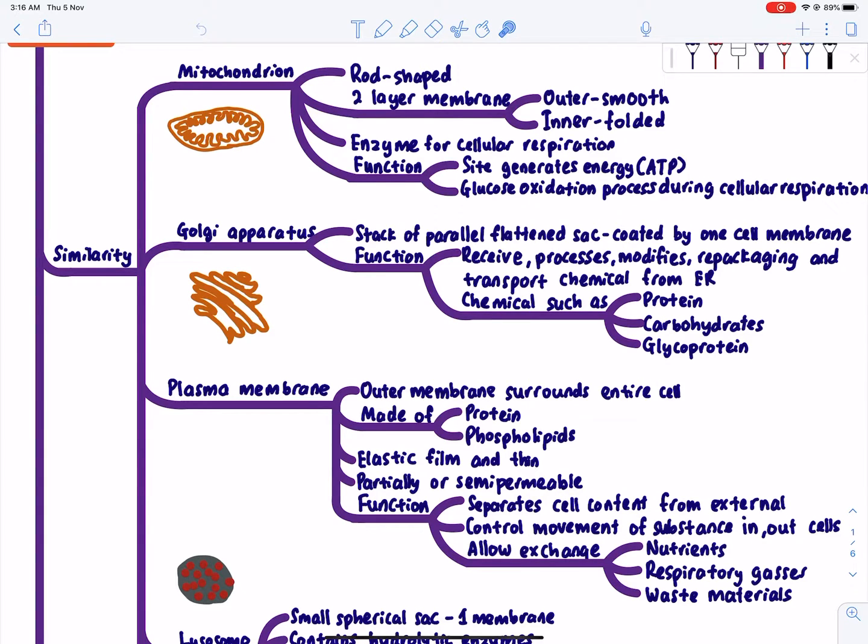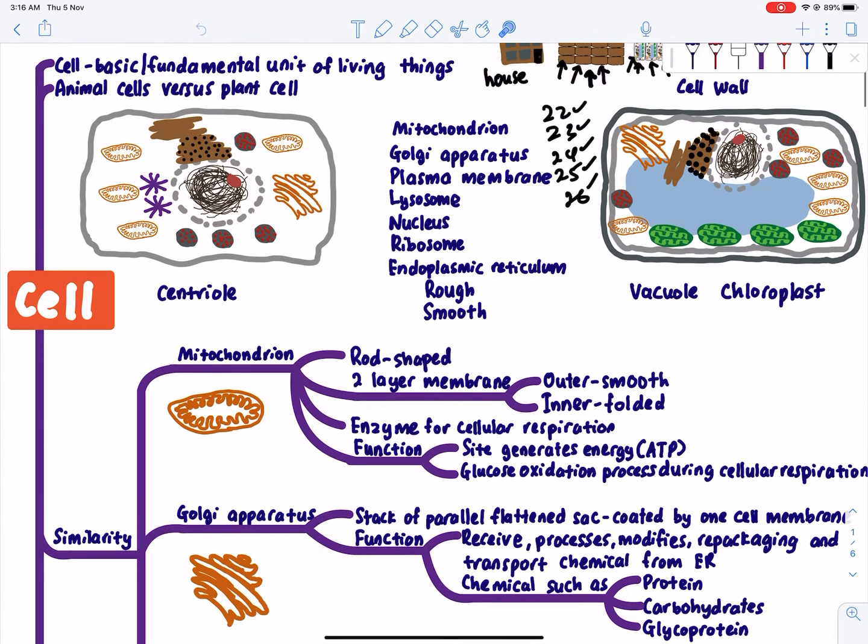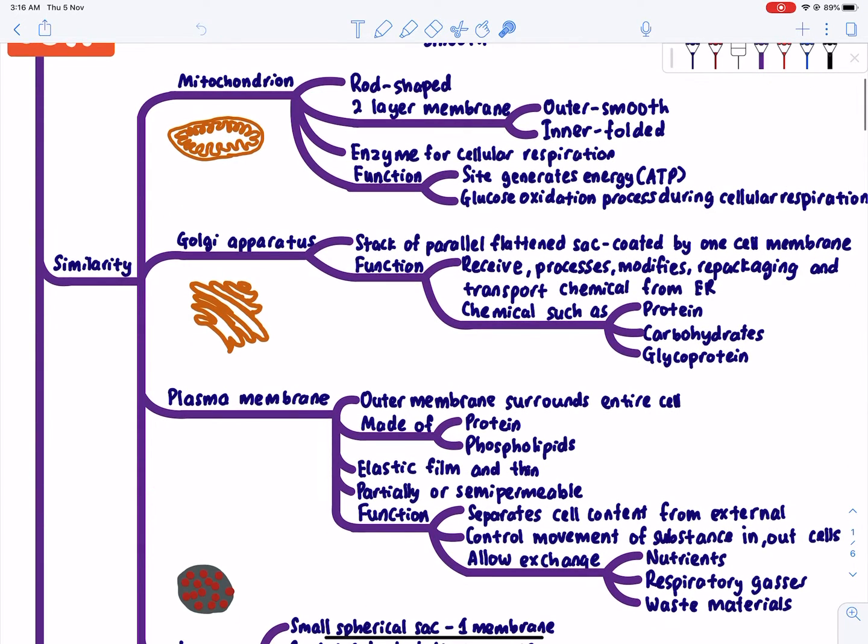Now we move to the organelles, or cell components. Okay, the components of the cell, one by one. Before this, I explained to you the structure and the names of the structures for the plant cell and animal cell. Now we go directly one by one: specifically, what is the structure and also the functions of the components of the cell. You can see this on pages 24, 25 and also 26 in the KSSM textbook.